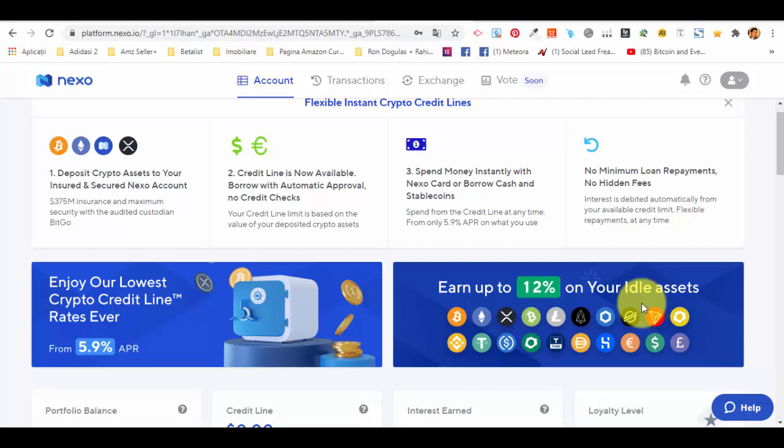So this one should be good to go as well. They offer some very attractive, and sometimes different types of, promotions for lending cryptocurrency and earning on the cryptocurrency that you don't use by lending it. You can see that you earn up to 12%.